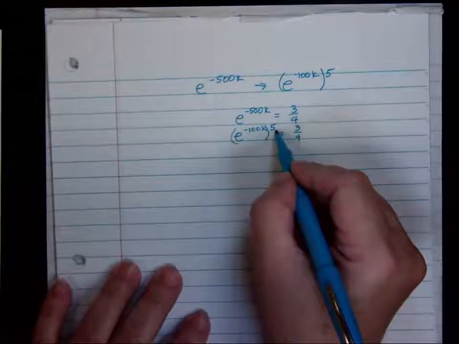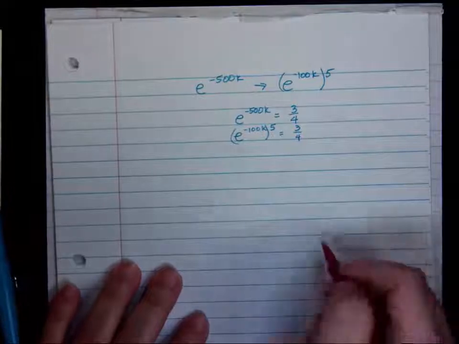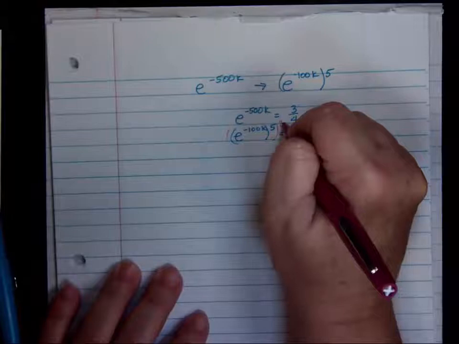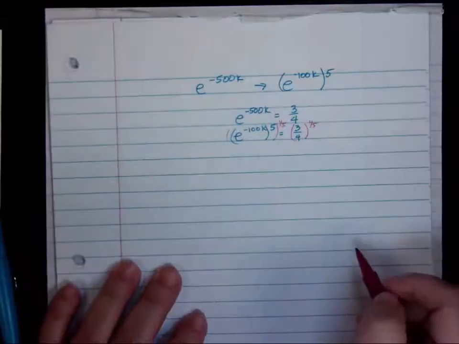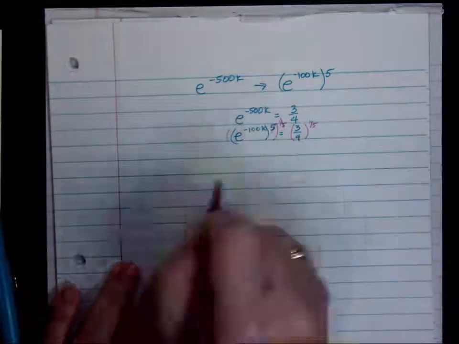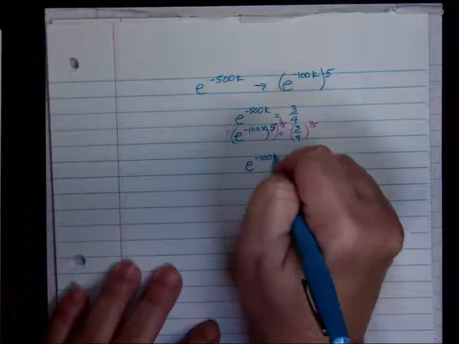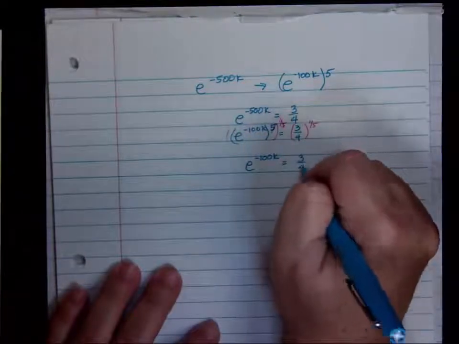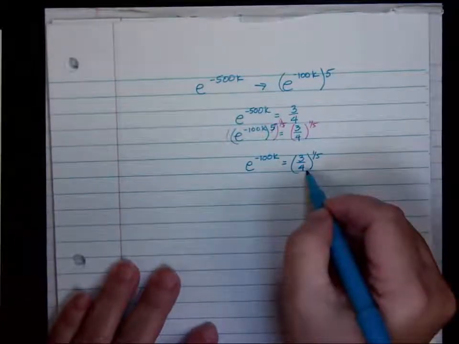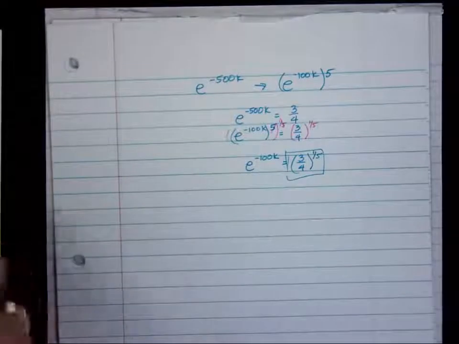So how do I take a 5th power off of a problem? The way I do it is to either do a 5th root or raise both sides to the 1/5 power, and I think that's going to be the easier way to do it. So these two powers cross out, and I now have that e to the negative 100k equals 3/4 to the 1/5. And now this is what is going to go in the pink box on the other page.